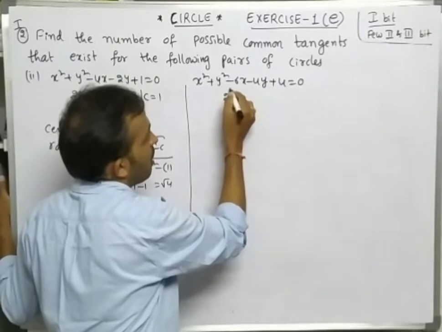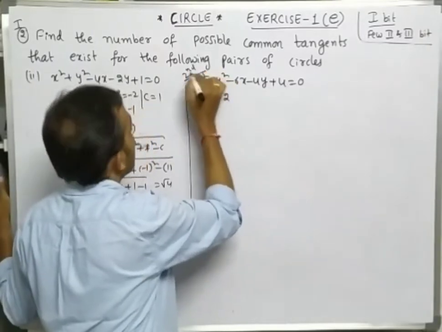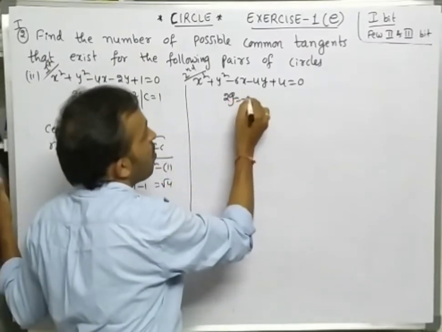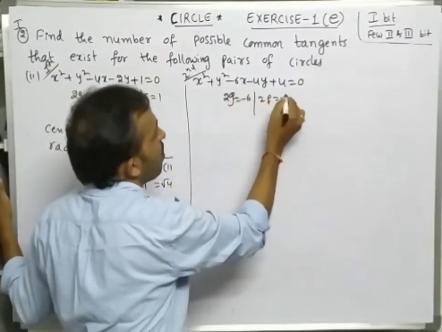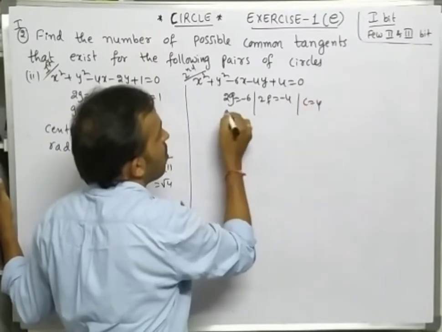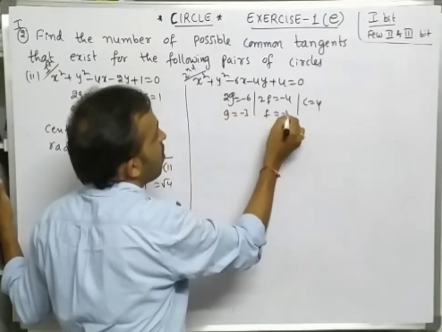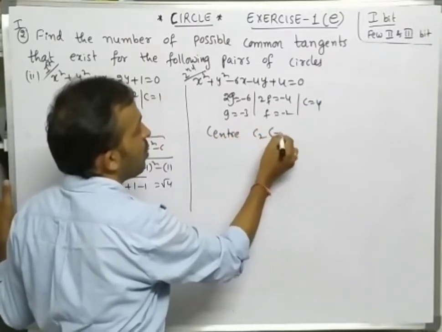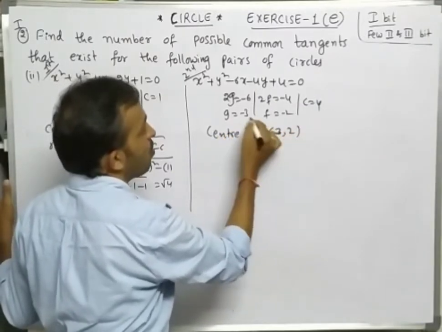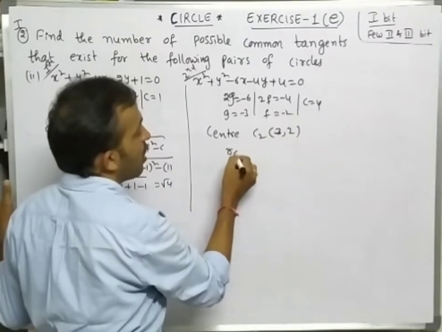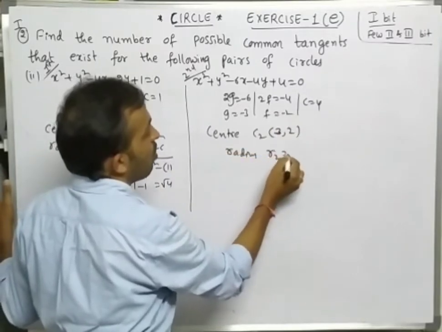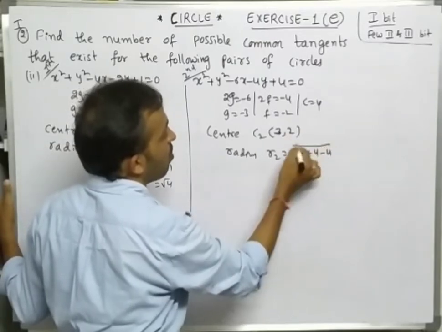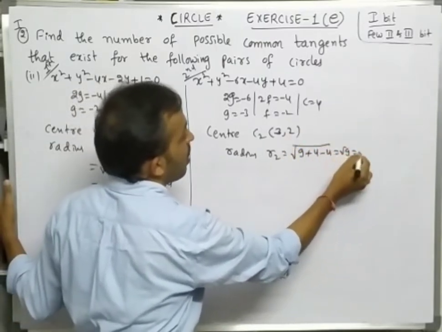Next, compare the second circle with the first circle. 2g is minus 6, 2f is minus 4, c is 4, so g is minus 3, f is minus 2. Now the center of this circle C2 is (3, 2), that is (minus g, minus f). Radius R2 is the square root of (minus 3) squared, 9, plus (minus 2) squared, 4, minus 4. So root 9, that is 3.